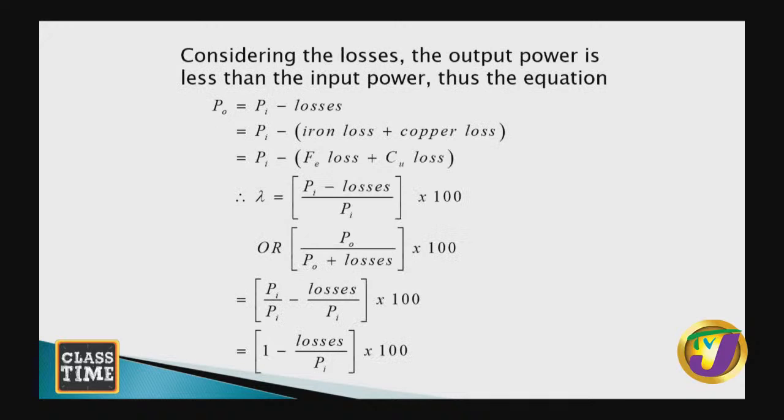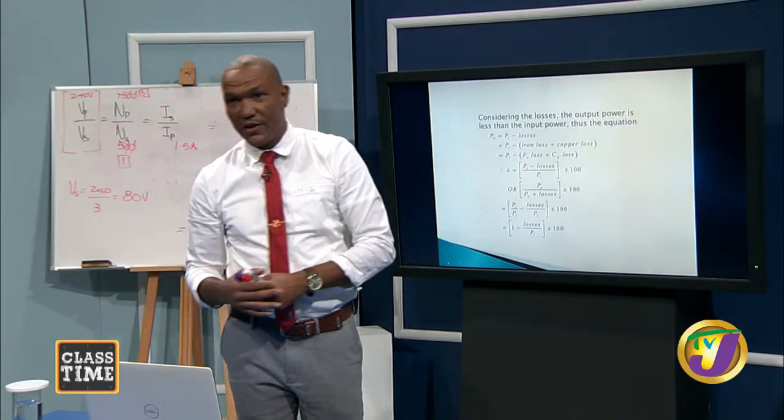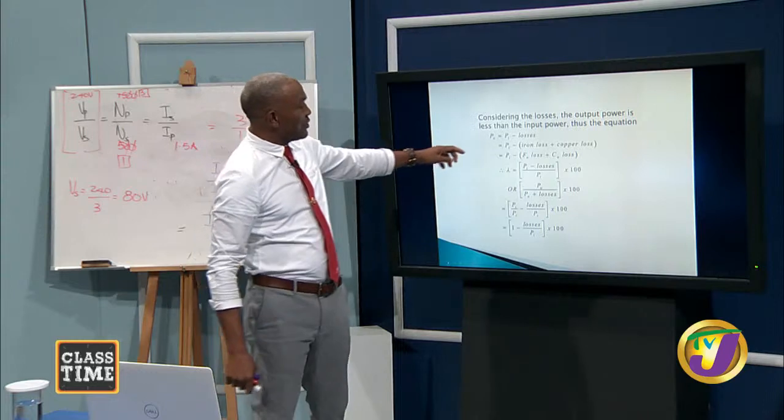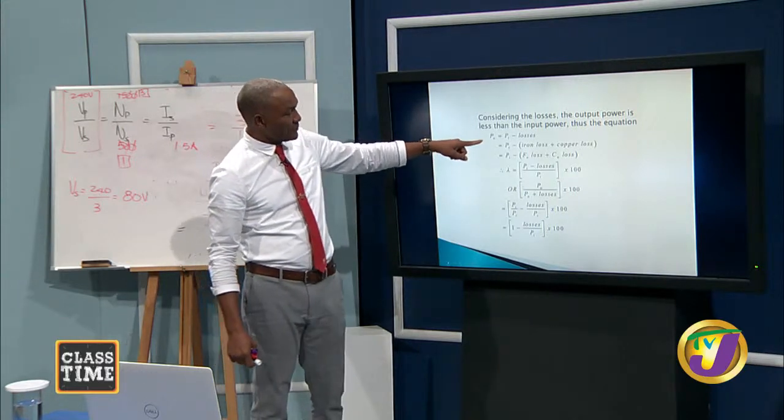Considering the losses, what were the losses we talked about? We talked about your I squared R loss, which is called your copper loss, and your core loss, which is called your iron loss. Considering these two losses, the output power is less than your input power, of course, because you put some stuff in and you lose some away along the way, so you must get something less in practice, all right?